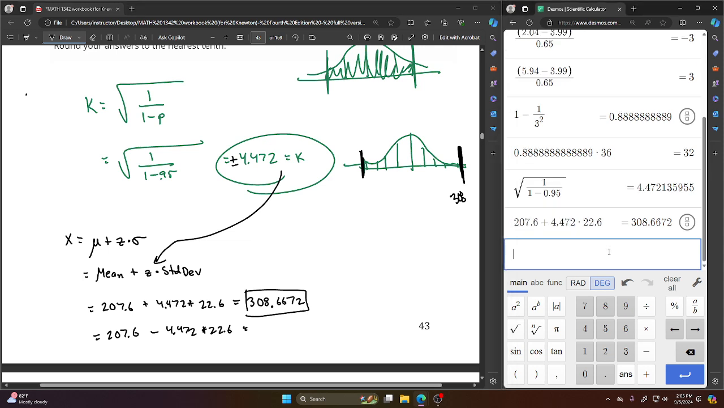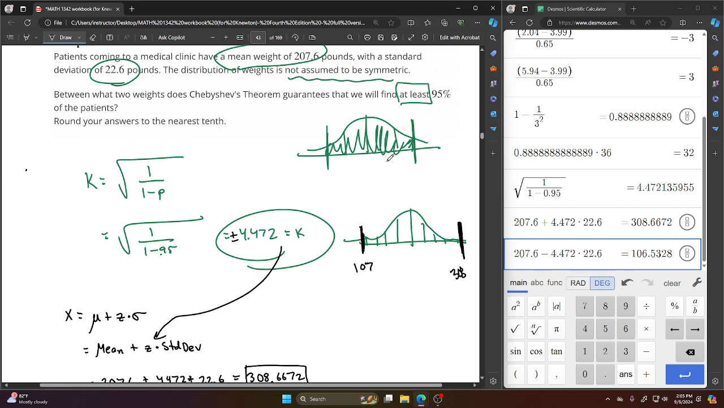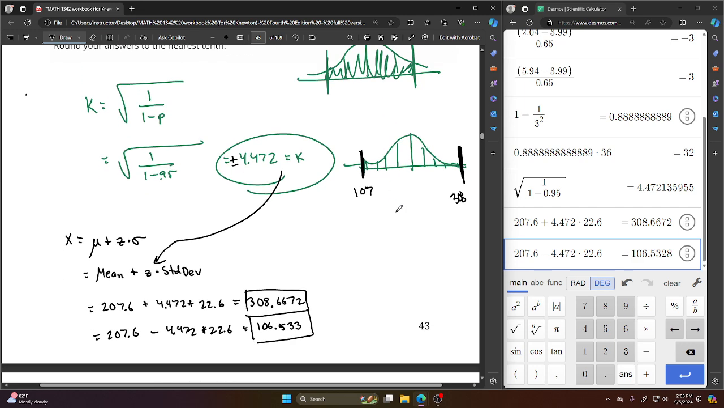So let's do that. I got 207.6 minus 4.472 times 22.6. So 106.533. Yeah, that's fine. Would that sound about like the unusually small category, right? And so again, they're looking for 95%, and it's not a bell-shaped distribution. So they're going a little bit more than normal, technically. So there we go. Cool.